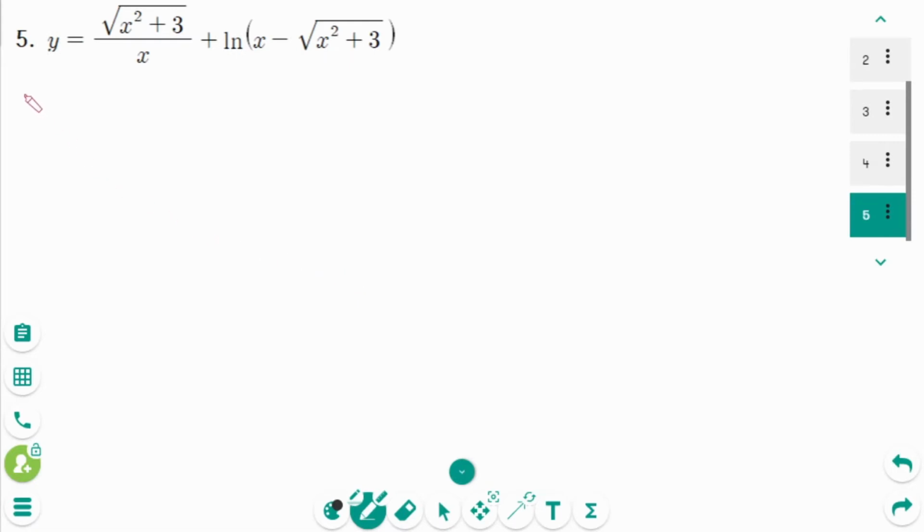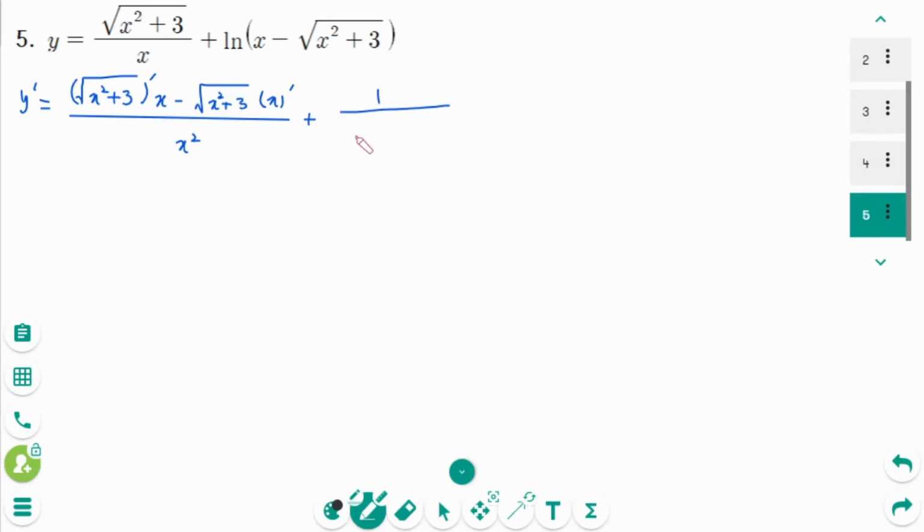This is the last one. y prime equals, using the quotient rule, square root of x squared plus 3 prime times x minus square root of x squared plus 3 times x prime, over x squared, plus 1 over x minus square root of x squared plus 3 times x minus square root of x squared plus 3 prime.